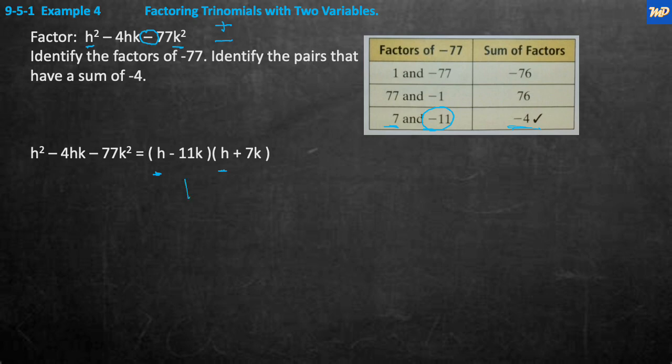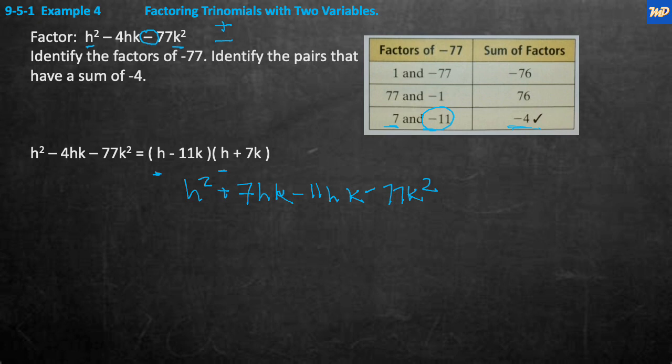So I'll write it out. You're going to have an h squared. Then, doing the FOIL, you're going to have a 7hk. And then you're going to have an inner negative 11kh, negative 11hk. I can switch them around. And then finally at the end, I need to have a negative 77. So negative 11 times 7, and k times k is equal to negative 77k squared. You see how that was done?